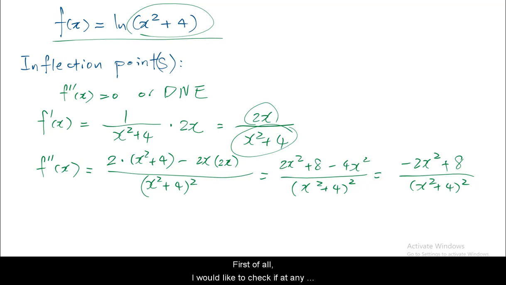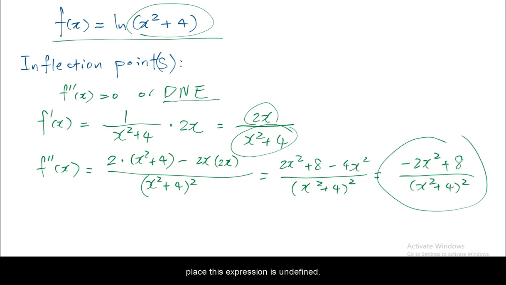First of all, I would like to check if at any place this expression is undefined. Well, this expression is undefined if and only if the bottom is equal to 0, but the bottom will never equal 0 because the bottom is always greater than or equal to 16, right? So we don't have this case. But let's just look at the second derivative equal to 0 case.